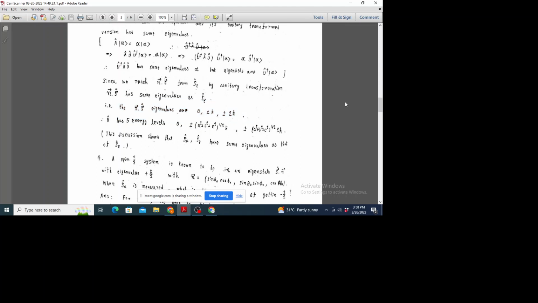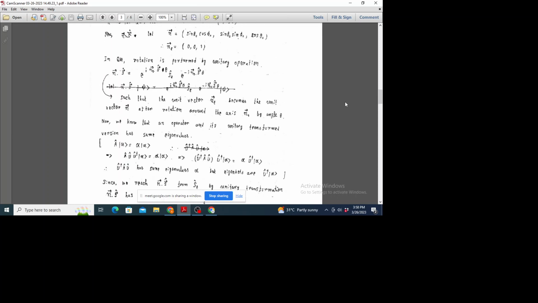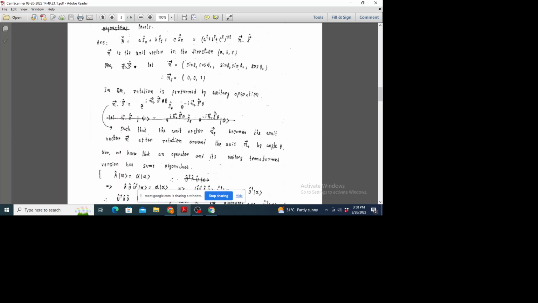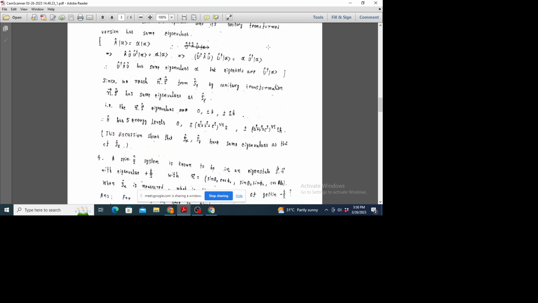And now after we have found the n dot S eigenvalues, we can readily write down the energy levels by multiplying those with the norm of that vector. So the final answer is this. We have just multiplied with the norm of this a, b, c vector.